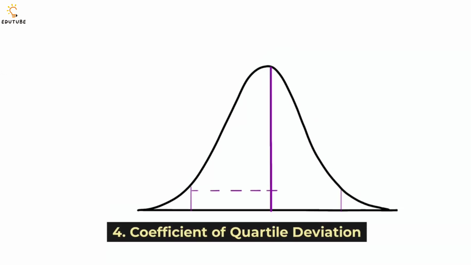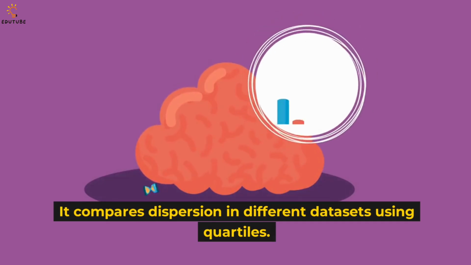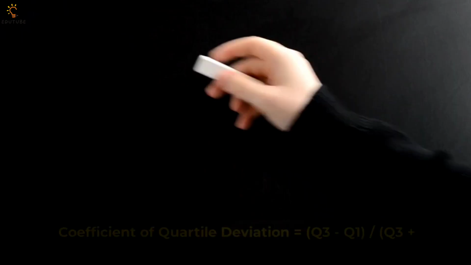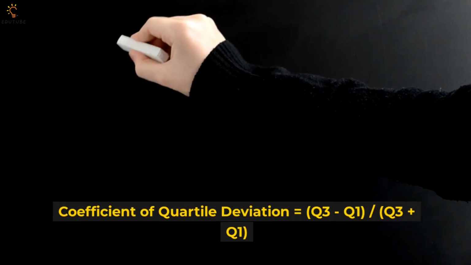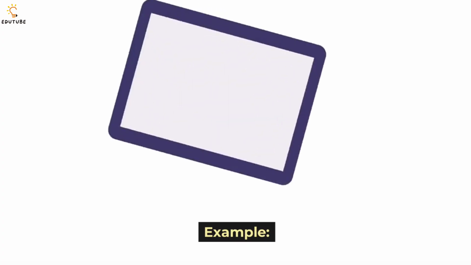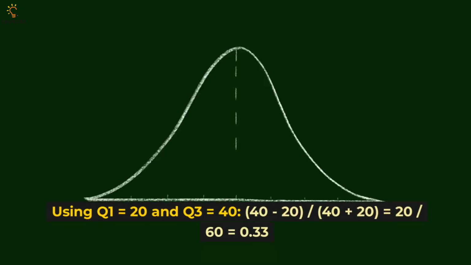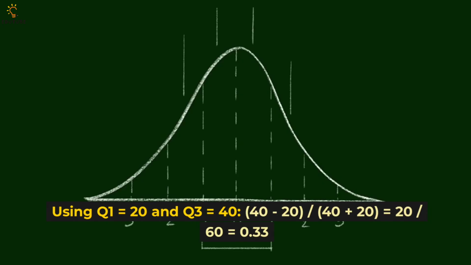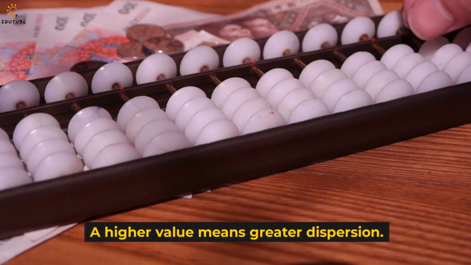4. Coefficient of quartile deviation. It compares dispersion in different datasets using quartiles. Formula: coefficient of quartile deviation = (Q3 - Q1) / (Q3 + Q1). Example: using Q1 = 20 and Q3 = 40, (40 - 20) / (40 + 20) = 20/60 = 0.33. A higher value means greater dispersion.